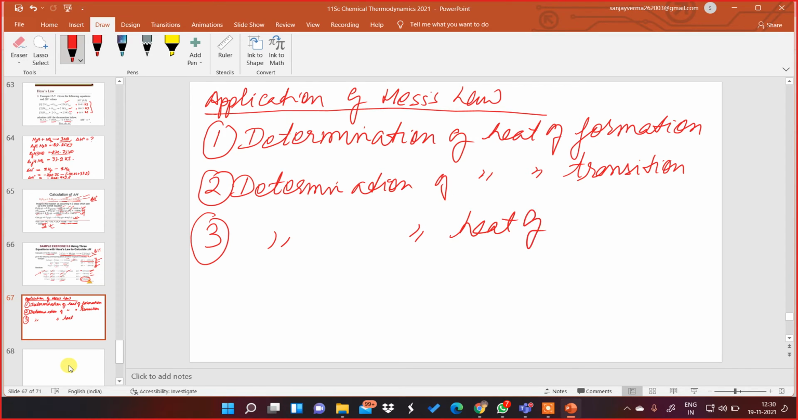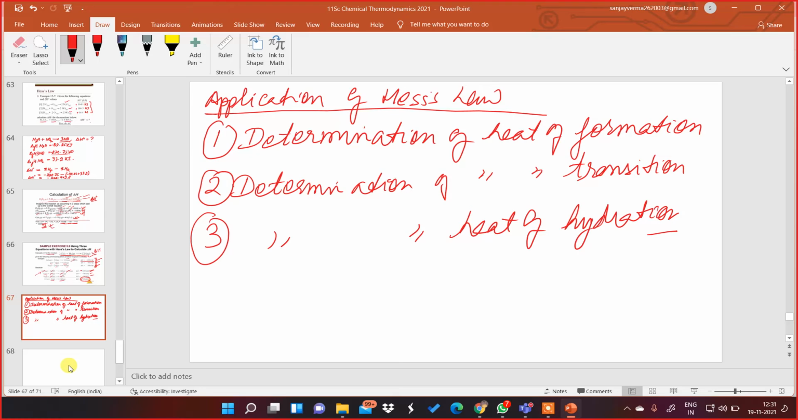The third one is the determination of heat of hydration. Now, what is heat of hydration? Let me explain to you. Suppose you take copper sulfate solid salt, and you want to put this copper sulfate solid salt in water, and then crystallize it. So it is going to form crystals during its crystallization process.